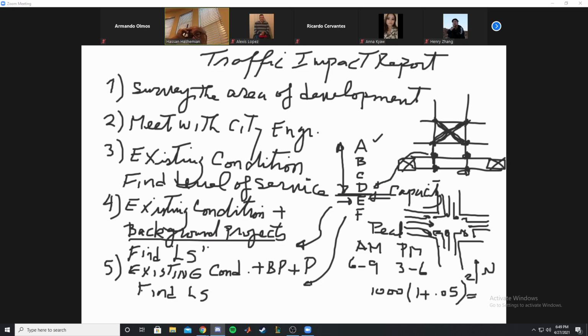Now, what the developer can argue, because of these steps, is to say that, listen, this intersection without my project was an E. That means it was already congested. I just increased it to F, which was a few more trips. So I should not pay for the whole thing because this intersection was already in trouble. So they can argue that maybe they have to pay 20% or 10% or 30% of the cost.